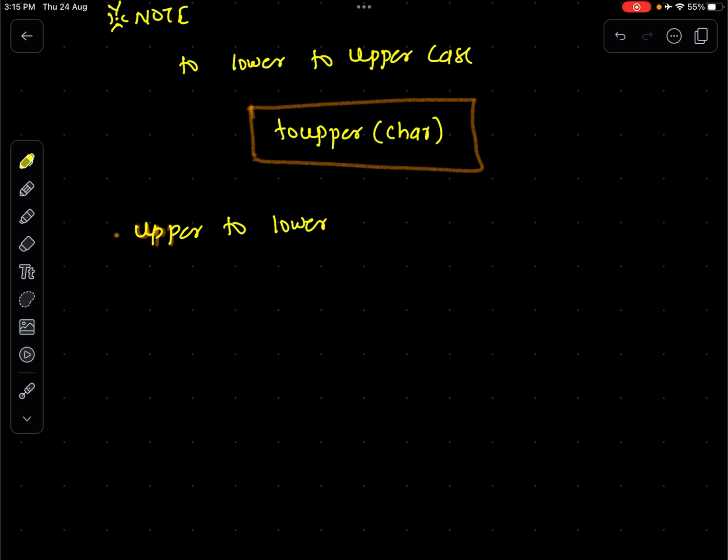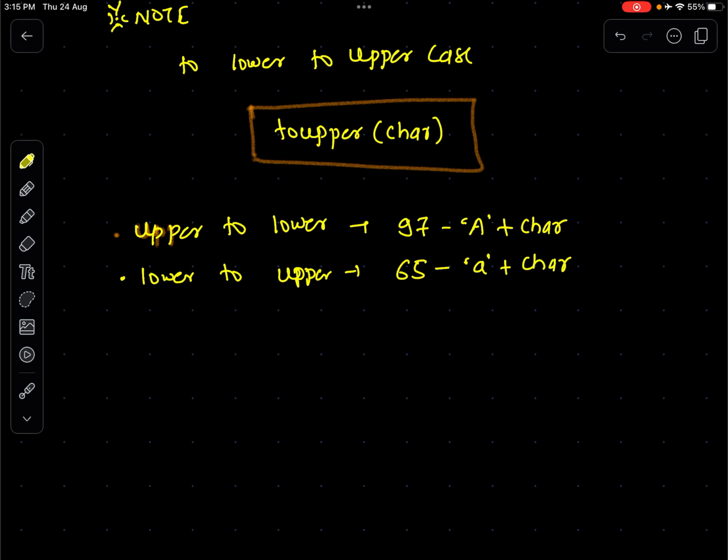What we do is upper to lower, so we are shifting towards lower, so it would be 97 minus capital A plus character, right? So what would be from lower to upper? It would be 65 minus small a plus character.